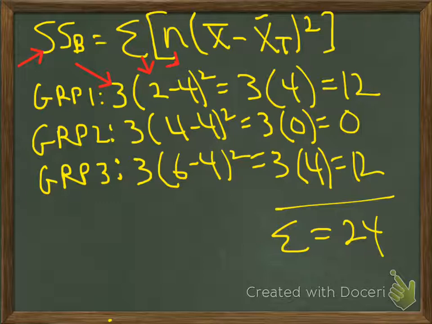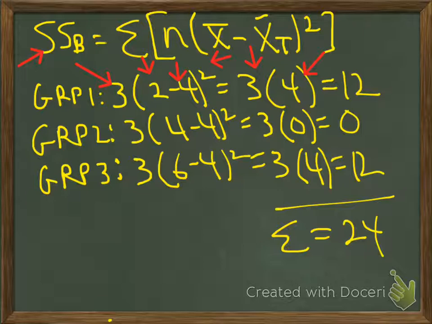That's the grand mean. Square that difference. 2 minus 4 squared. 2 minus 4 is negative 2. You square that, you get 4. 4 times the number of cases in the group, which was 3. 3 times 4 is 12.